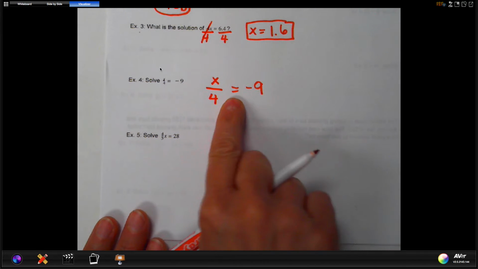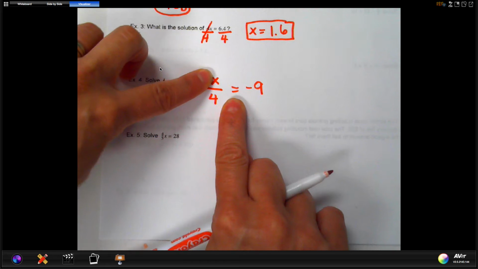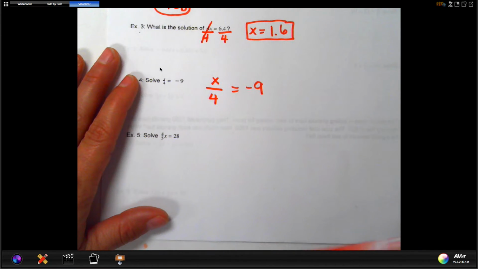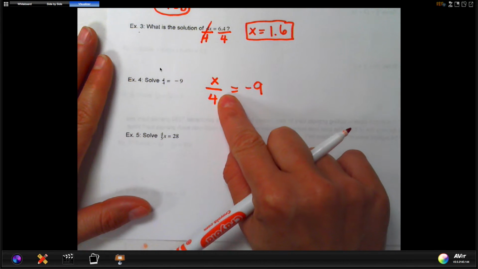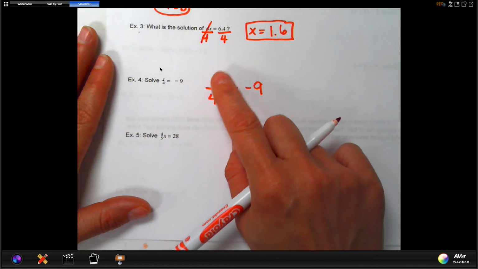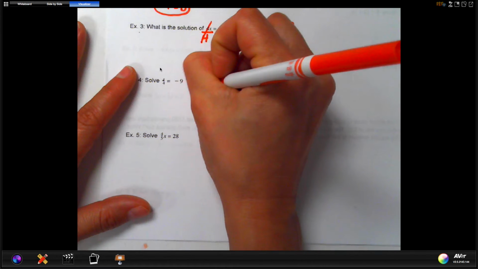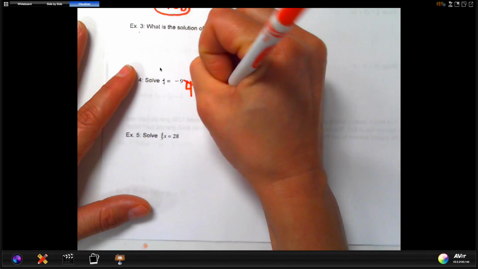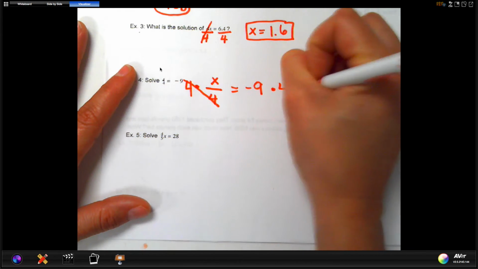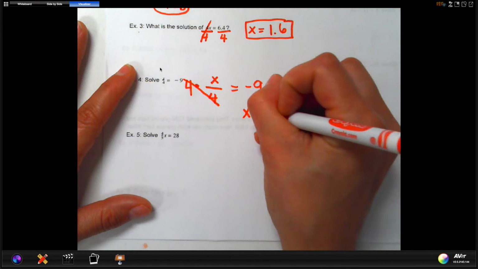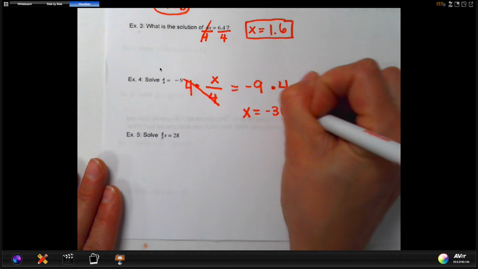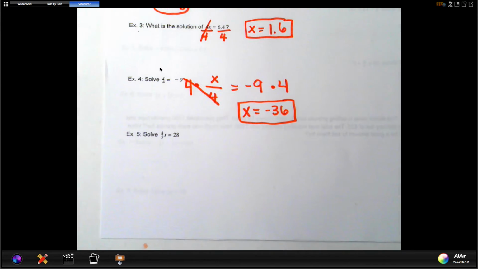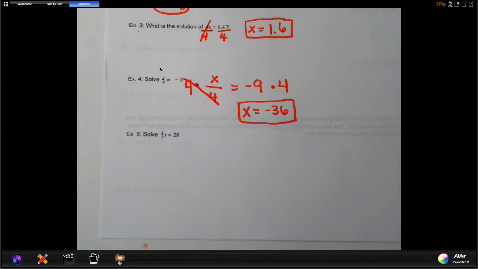All right, if this is our door, and x is the danger, -9 is already safe. We need to rescue our 4. So to get 4 out, we have to do the opposite, or the inverse. So the inverse of dividing by 4 would be to multiply by 4, and that cancels, and then I multiply by 4 over here, giving me my answer. x equals -9 times 4 would give me -36. And we're done.